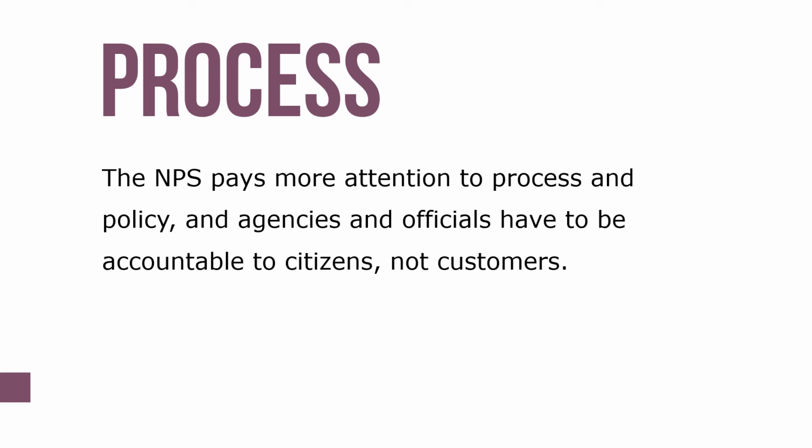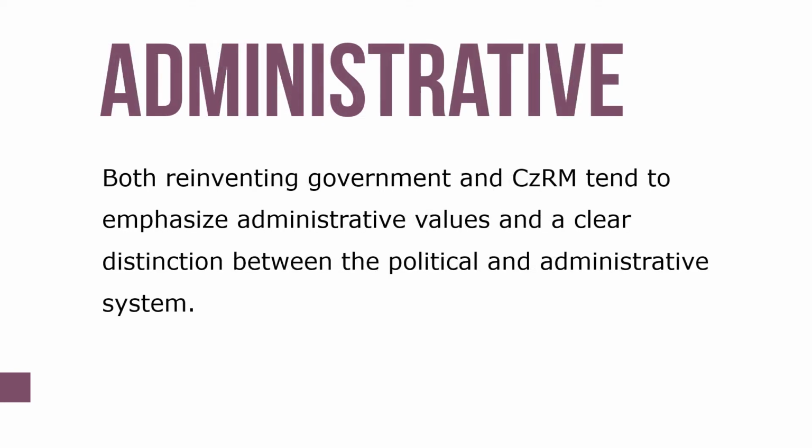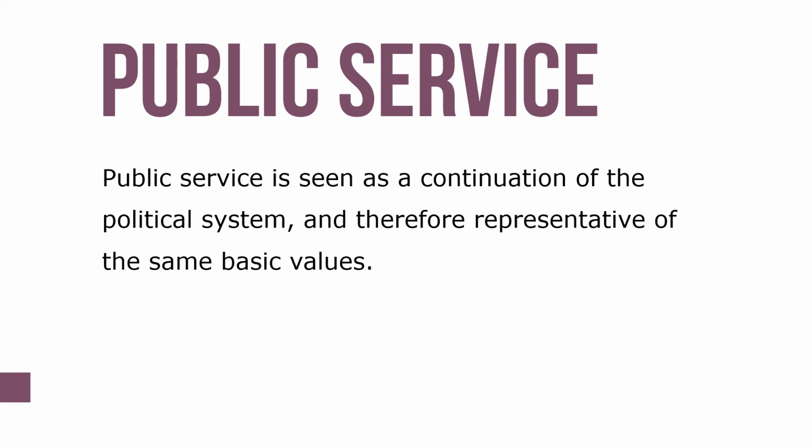Differing perspectives of accountability originate from the complex relationship between the values of political and administrative systems. After all, agencies and officials have to be accountable to citizens, not customers. Both reinventing government and citizen relationship management tend to emphasize administrative values and a clear distinction between the political and administrative system. Public service is seen as a continuation of the political system and therefore representative of the same basic values. The entrepreneurial paradigm in public administration can have consequences for how we define basic political values of citizenship, participation, accountability, responsiveness, and democracy in the United States.